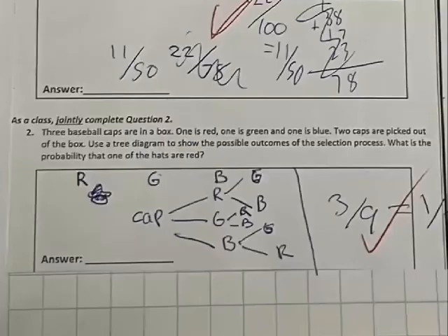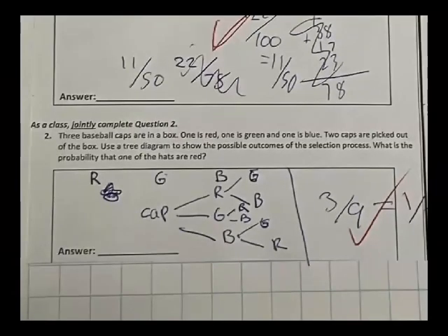Okay, the next question. Three baseball caps are in a box. One is red, one is green, and one is blue. Two caps are picked out of the box. First, we can write red and green. If you pick red, then along with that, how many can you pick, beta? You can pick either.